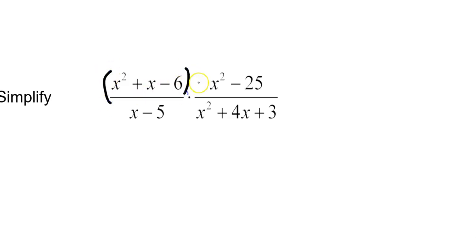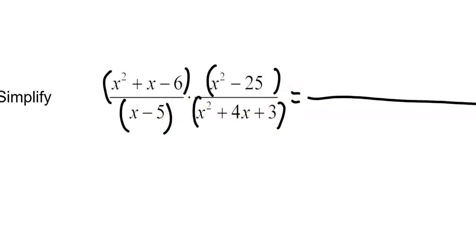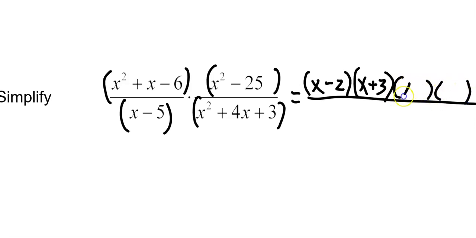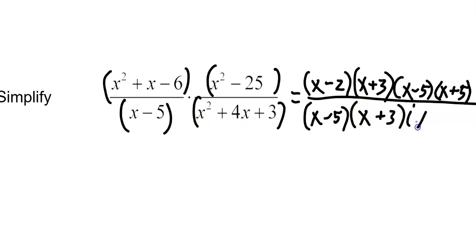Getting the idea here. So always factor first. If it can be factored, you want to factor that. So this one would be, let's see, I think that factors. So x and x. Factors of 6 that add to 1. Maybe 3 and 2. Adds to +1, so I think that would be plus and that's minus. And hopefully you see difference of squares there. That would be x minus 5 and x plus 5. And in the denominator, we have x minus 5, and this one would be x plus 3 times x plus 1.